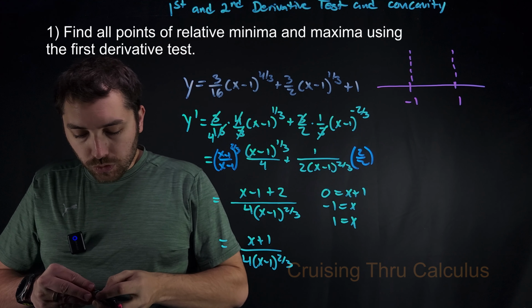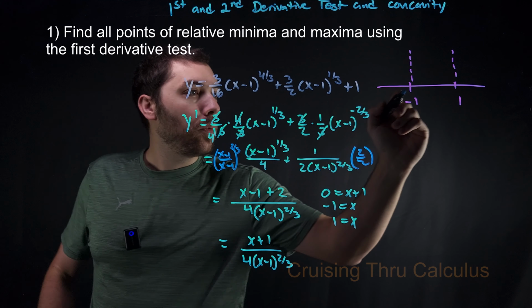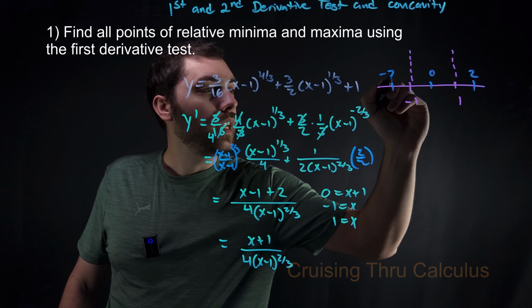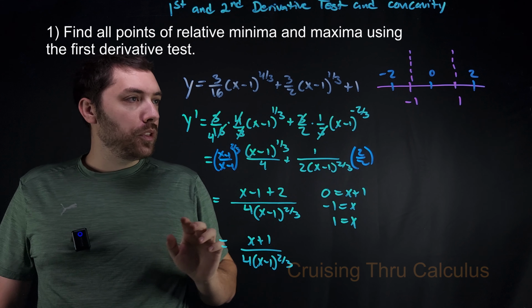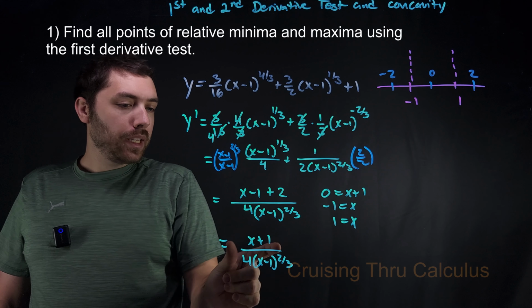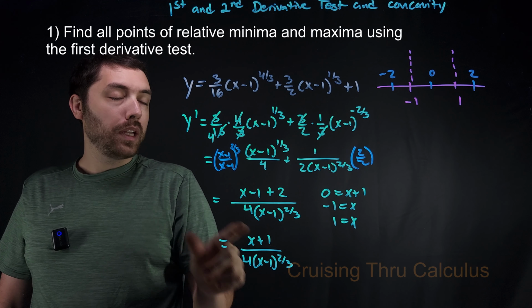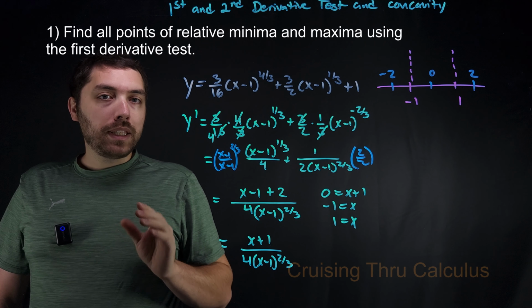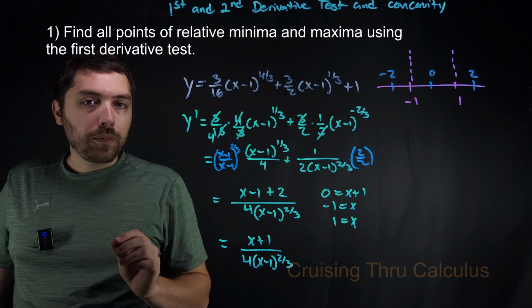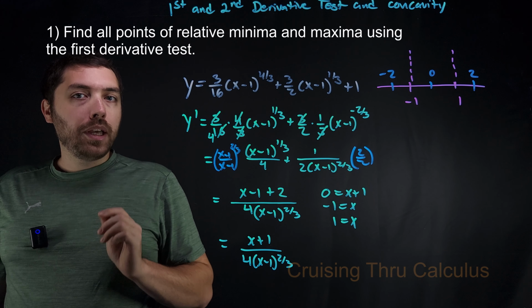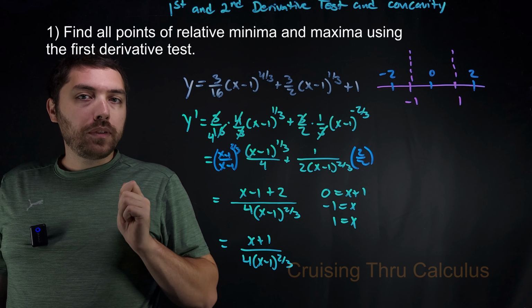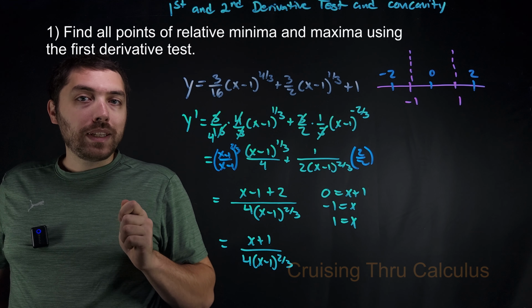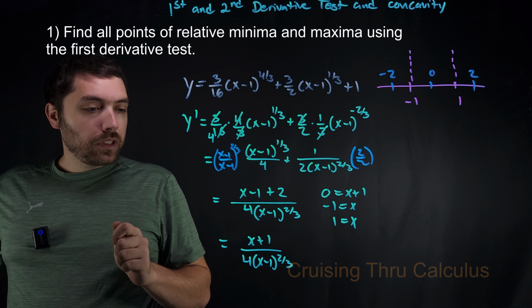Then what we do is we pick test numbers that are around these points, like 0, 2, -2. And what we do is we take these numbers and we plug them back into the first derivative, and we see if we get a positive answer or a negative answer. Now we don't care about this specific number. What we do care about is the positive or negative part, because anywhere where the first derivative is positive, that means the function is increasing. Anywhere where the first derivative is negative, that means the function is decreasing.